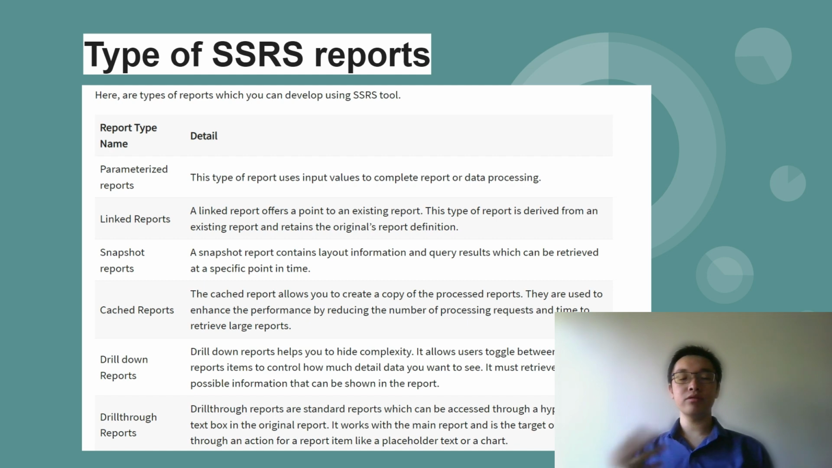Drill down report. Drill down report and drill through report are kind of similar in that you have an add-on function on your report itself. So it basically helps you to hide some complexity of the data view, and you can just toggle your mouse over certain graphs like a donut chart or pie chart, then you right click, then from there it will bring you to the hidden report, meaning behind the report.